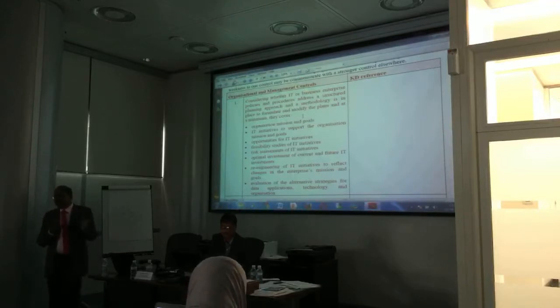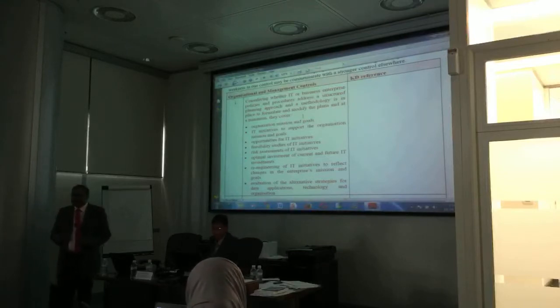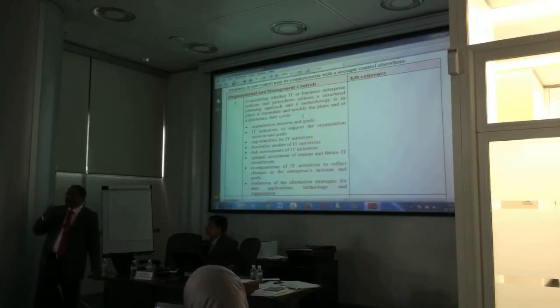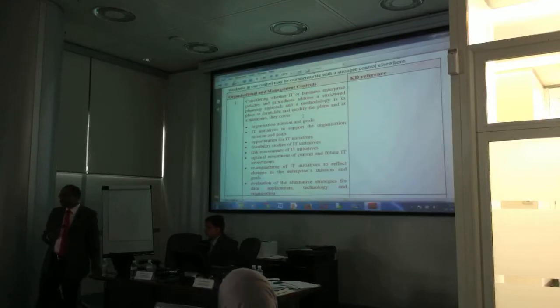If the control is not there, the data cannot be reliable. We have to comment on the control aspect, and audit is now in the advanced stage. It is called risk-based audit.